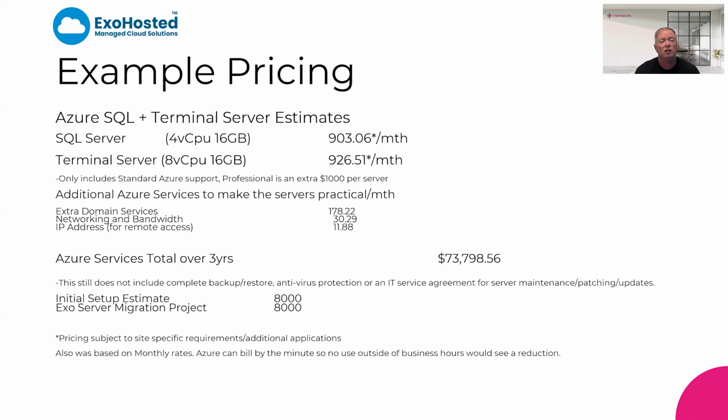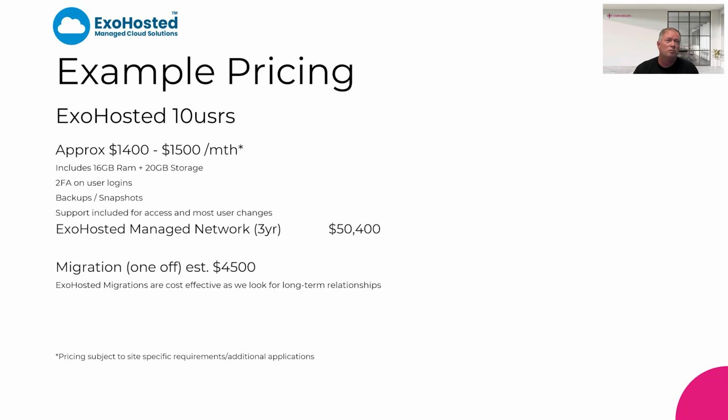So if we looked at a 10-user site moving into Exo hosted, everything is very subject to site-specific requirements and additional add-ons and how your user splits and bits and pieces. But let's say there's 10 users with 16 gigs of RAM. We include a 20 gig storage allowance for your database, your Exo files, which we can obviously ramp up or change depending on what other files or documents you may want to store in the cloud. And we'd be somewhere between $1,400 and $1,500 a month.